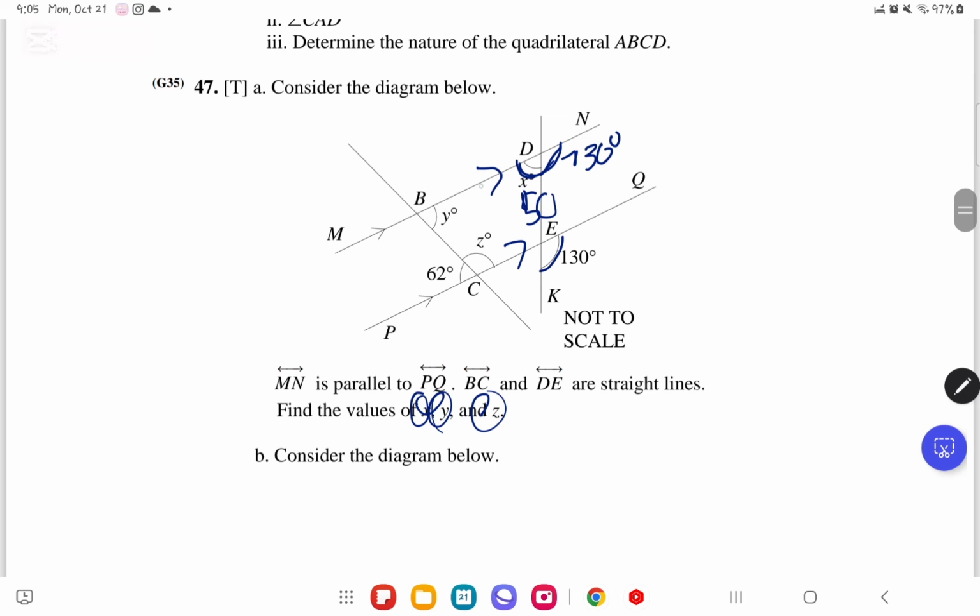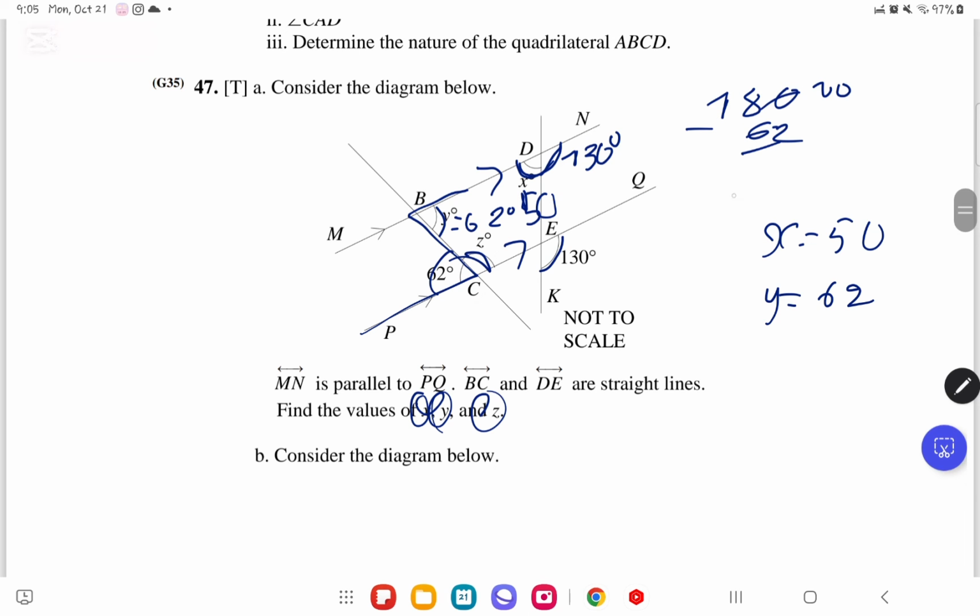Now to find y is very easy because this is like a Z shape, if you notice. So they're alternate interior angles. So we get that y is 62 degrees. So first of all, x is 50, y is 62. And now finally, to get z, we can do 180 minus 62 because they are on the same line. So that is 118. So z is 118.